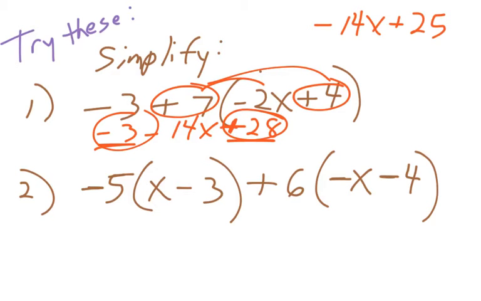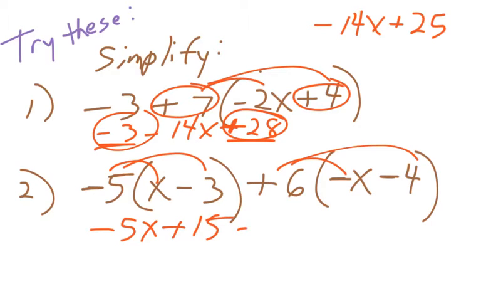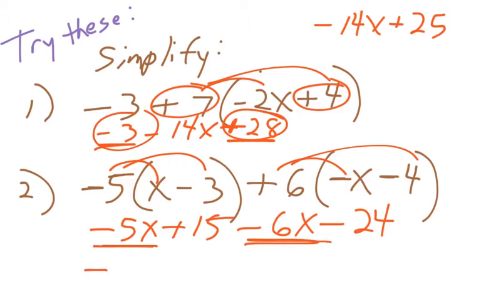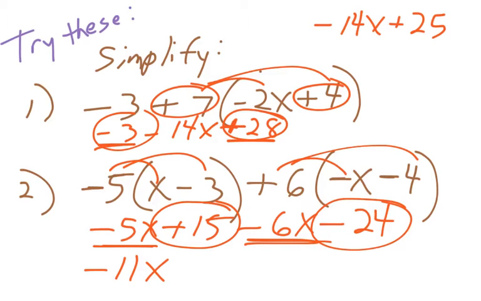Okay? Number 2, you actually have to distribute twice. Right? So we have -5x plus 15 minus 6x minus 24. Check to see that your first step is correct. Now we look to combine our like terms. We have a -5x, -6x, they add to be -11x. Then we have a positive 15, and then -24. Those combine to be -9.